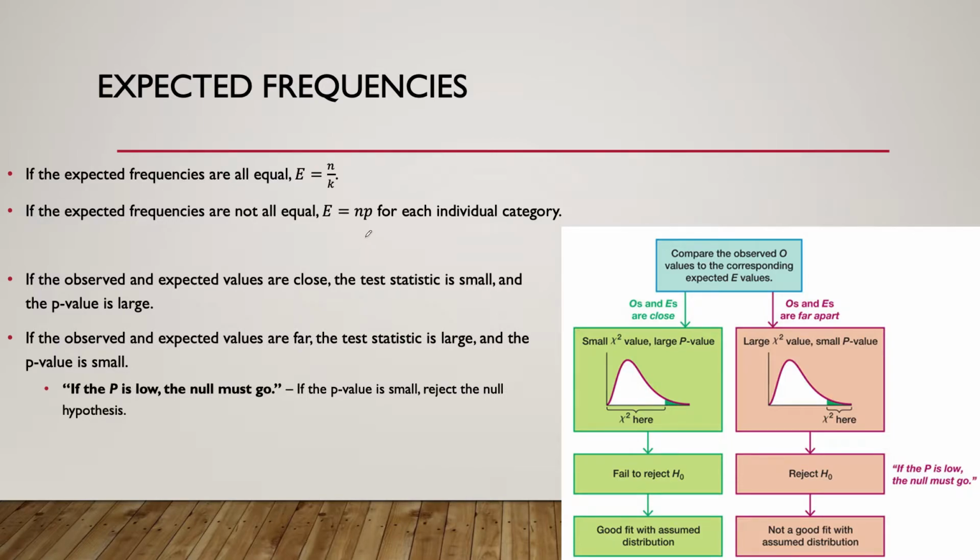If the observed and expected values are close, the test statistic is small and the p-value is large. If the observed and expected values are far, the test statistic is large and the p-value is small. So if the p is low, the null must go. If the p-value is small, we reject the null hypothesis. And we can see this displayed inside of this picture as graphs over here.